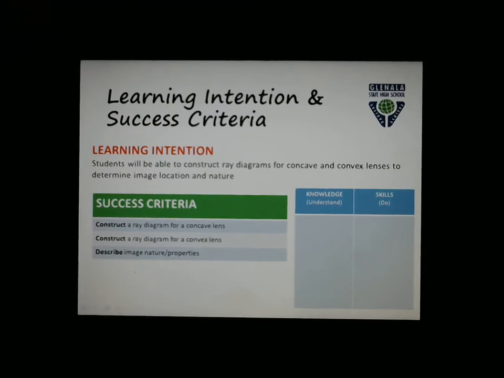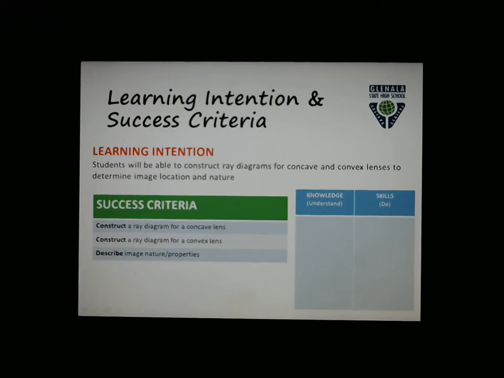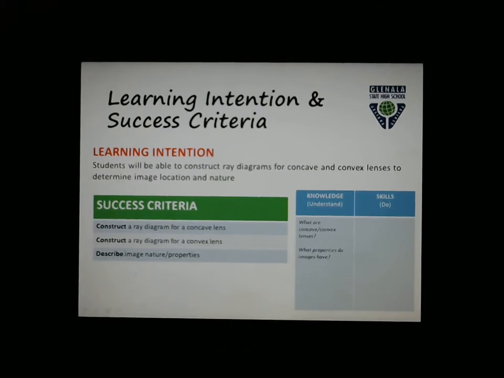Okay, so we can see here the learning intention is about constructing ray diagrams for two types of lenses. And the goal of this is so that we can determine the image location and nature, so our two success criteria are about construction, and then we need to be able to describe the nature or the properties of the image. So we need to know what our lenses are. If we don't know what they are, we can't construct our ray diagrams, and we need to know what properties an image will have so that we know what we're going to describe about it. In terms of skills, it's about this construction.